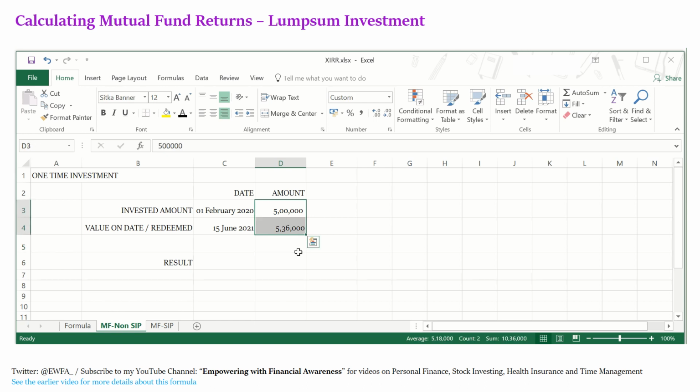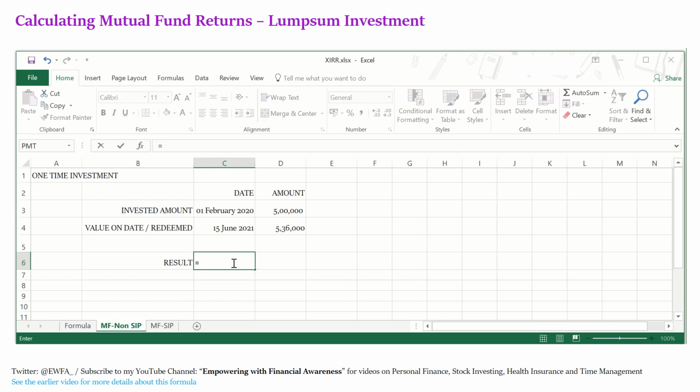This is very much similar to whatever we saw in the previous video, where you saw the practical application of the XIRR formula. But the beauty or the power lies when we have more complications or additional details. So let us go to the basic stuff whatever we have now. It's very straightforward. You invested on 1st February 5 lakhs, and last week 15th June you have 5 lakh 36,000. So let us calculate the returns.